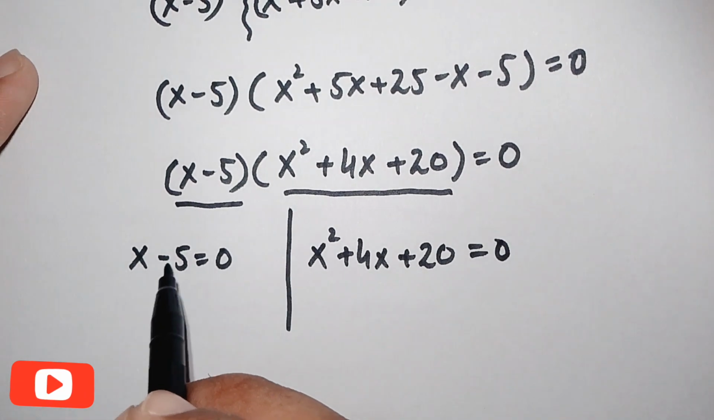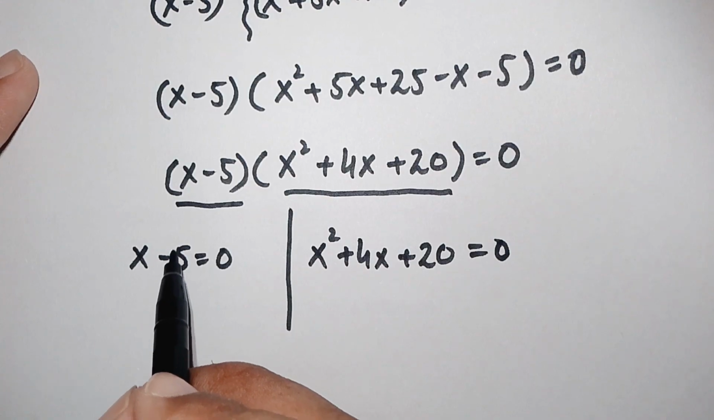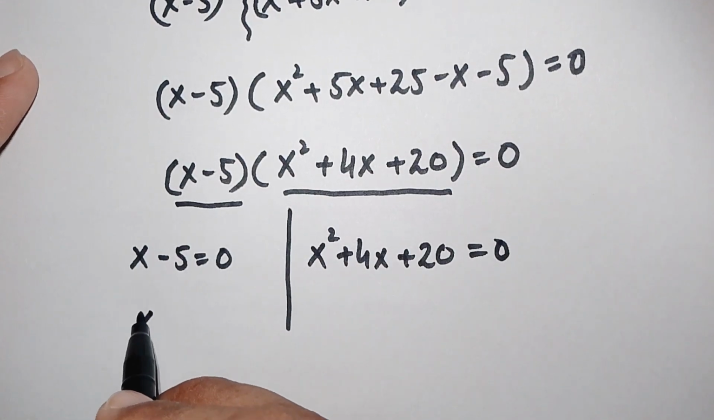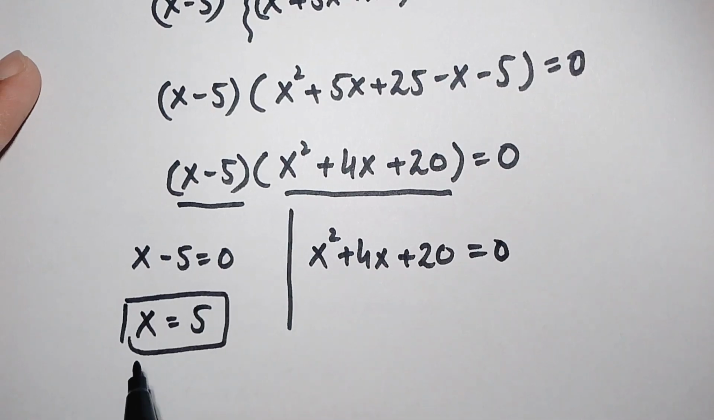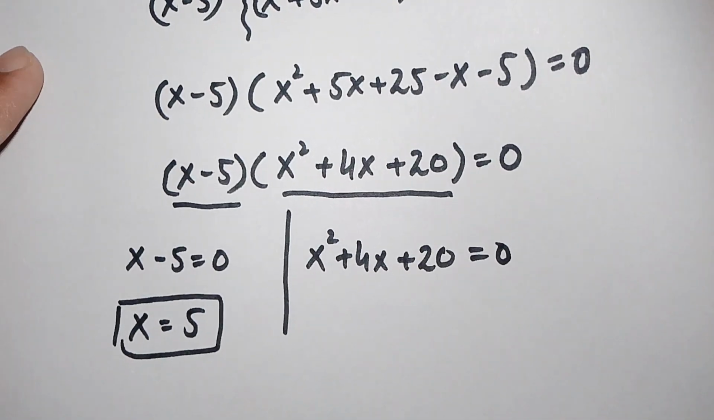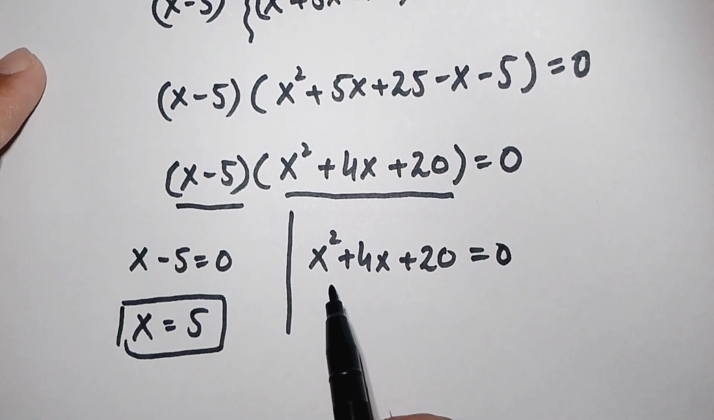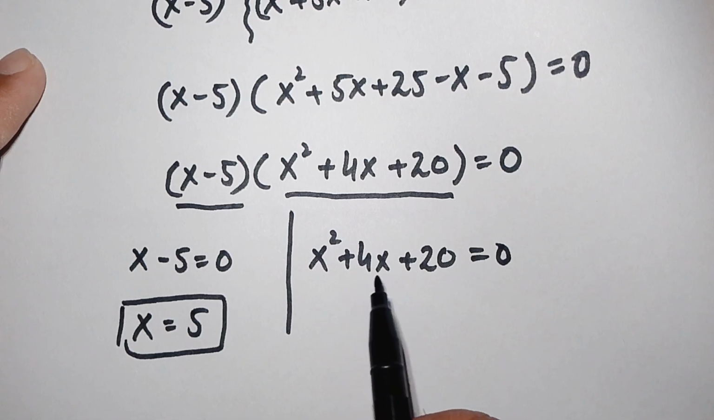Now at case number first, we have to move this 5 to the right side, so this will become x is equal to plus 5. So this is the first real answer of this interesting question. Now we have to solve this side. We know that we have to solve this by using the quadratic equation.